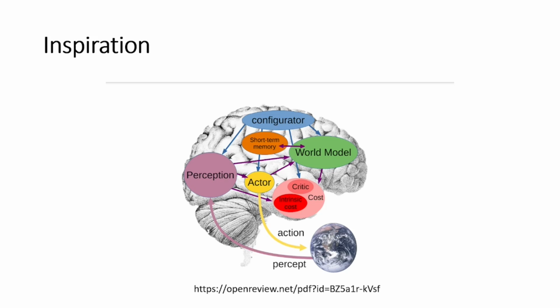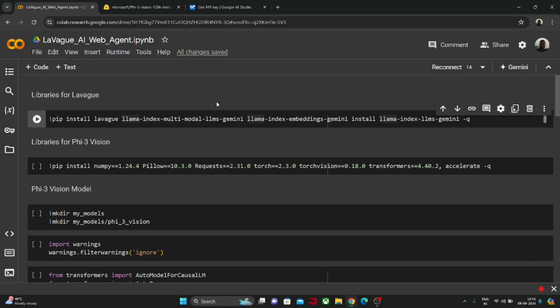So now you must have a good understanding of how this LaVague AI web agent works and what its architecture looks like. And you have also got a gist of the different steps that we are going to follow to implement this whole pipeline in code. So let's start implementing this LaVague AI web agent. We will be utilizing Google Colab to implement it.